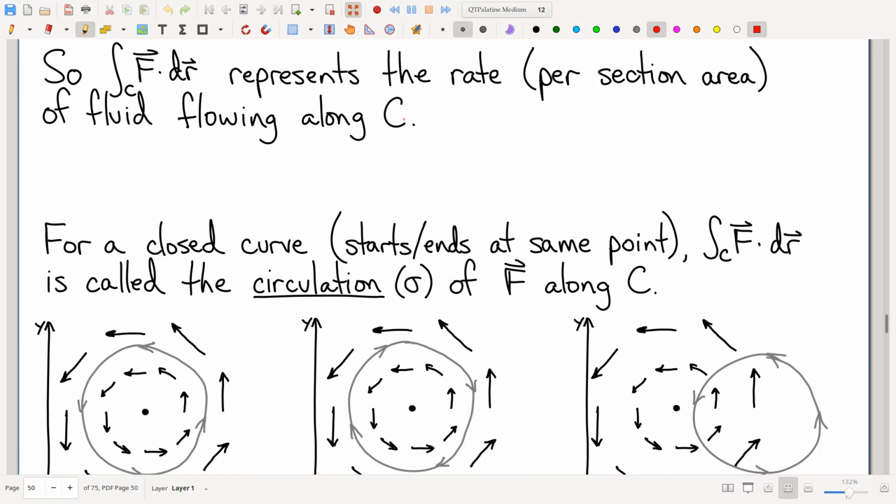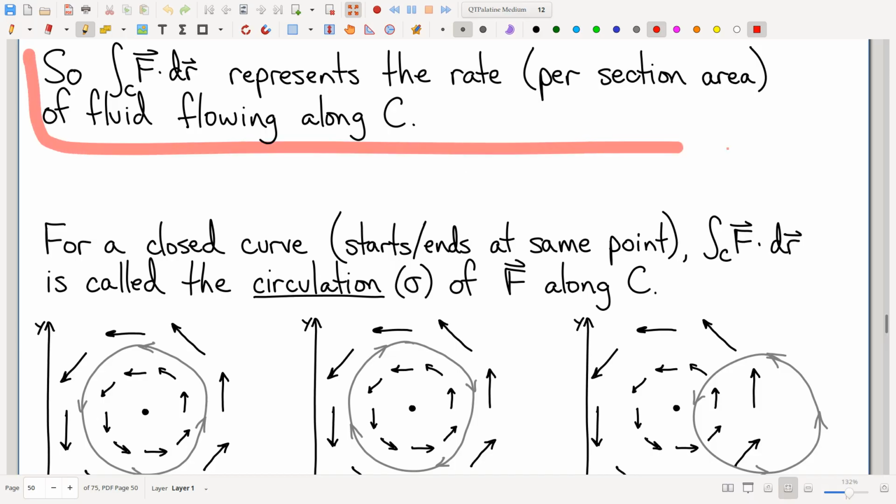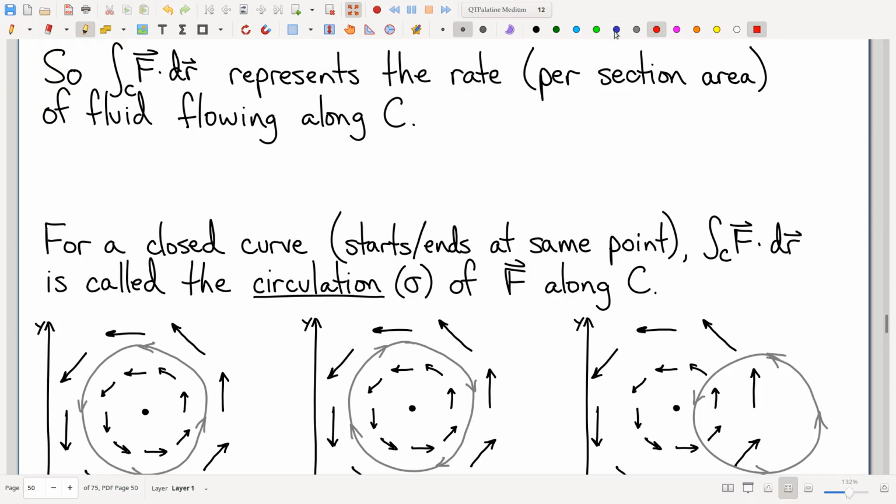Time's clicking. So last time, here's what we just concluded. We concluded this statement right here. It's sort of a physical interpretation of a vector line integral. Let me just remind you, this expression right here, it's called a vector line integral.